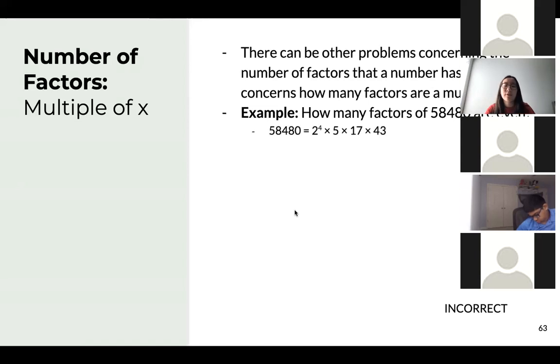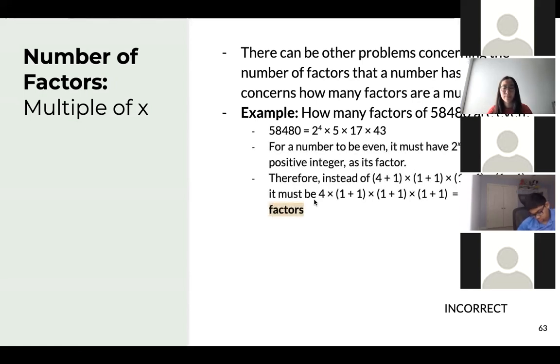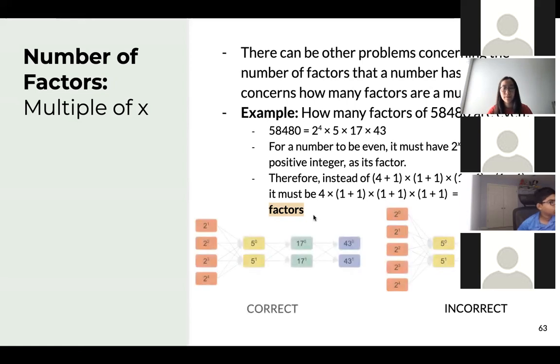Well, again, we have to find the prime factorization like this. And for a number to be even, it must have a 2 in its prime factorization. So okay, we're going to see this diagram.